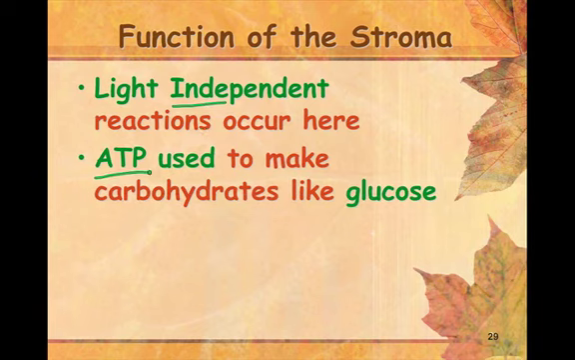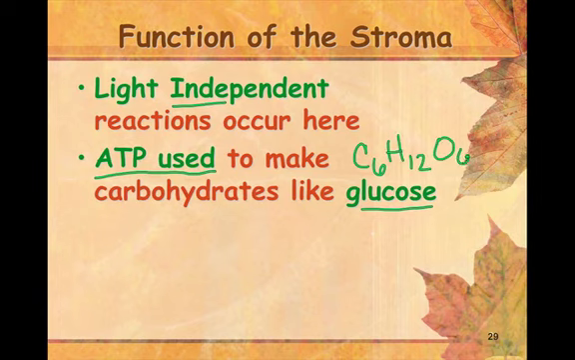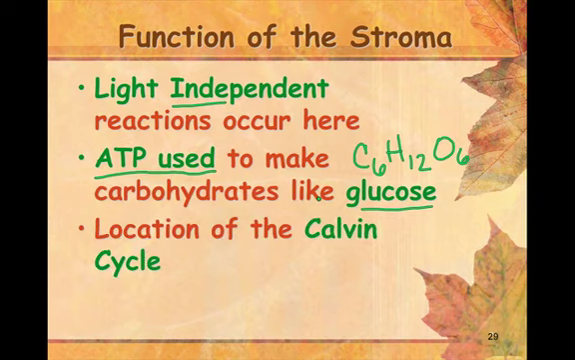ATP is used to make carbohydrates like glucose. And you remember glucose is C6H12O6. And also in the stroma is where the Calvin cycle, and that is one of the steps to photosynthesis, takes place.